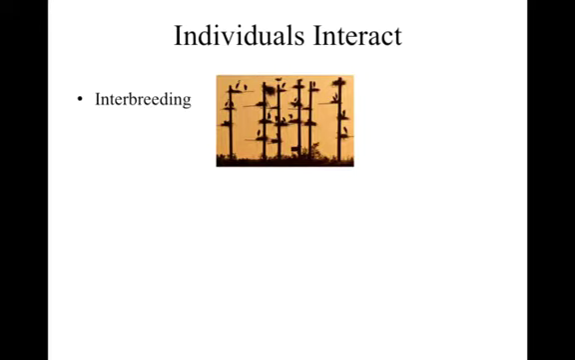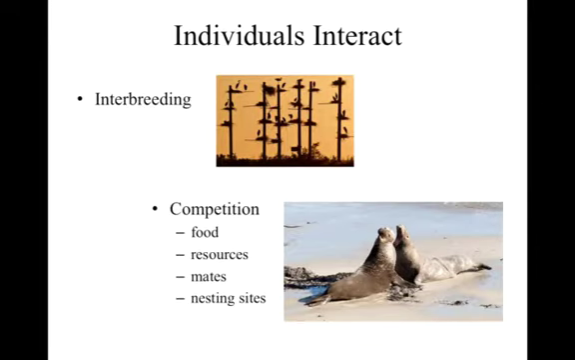One obvious way is with interbreeding. So different members of a population will mate and produce offspring. The other big way that individuals in a population interact is through competition. And this can be competition for a number of things. Food, if you're a plant, it might be sunlight, other resources, mates.